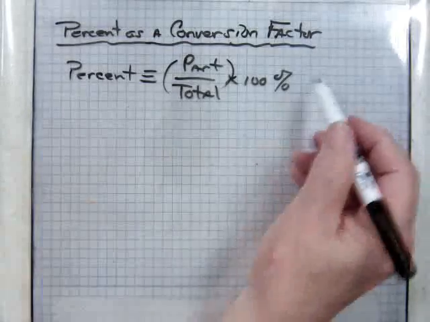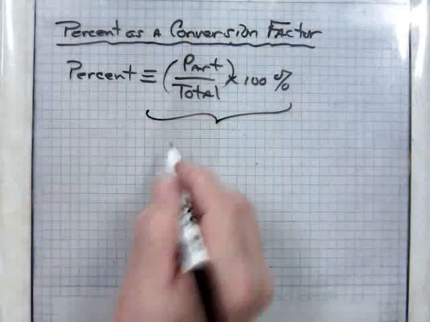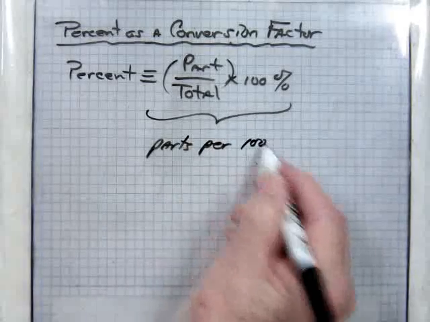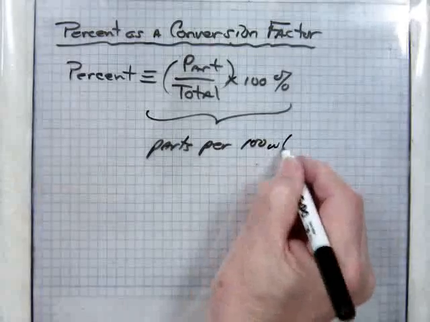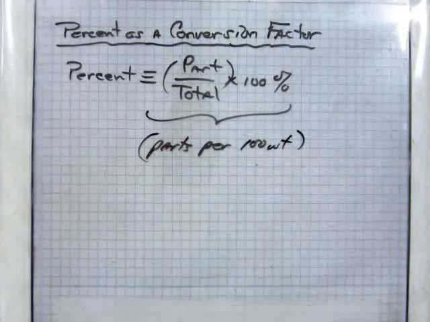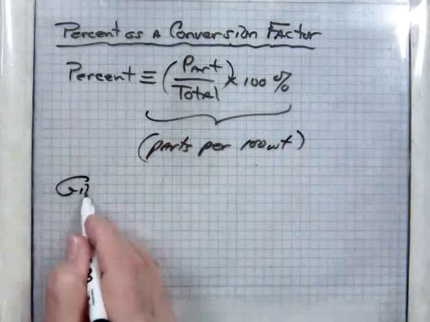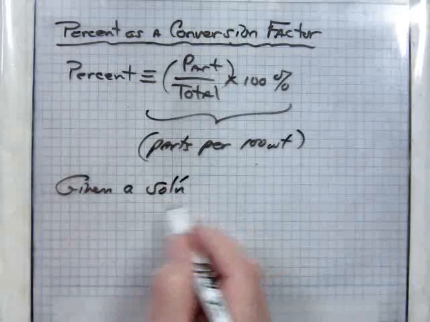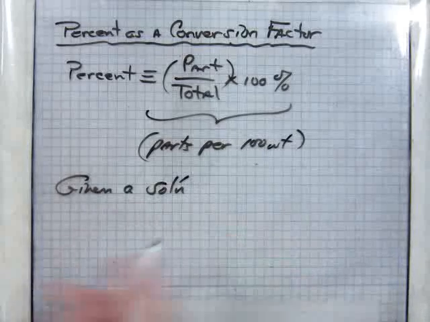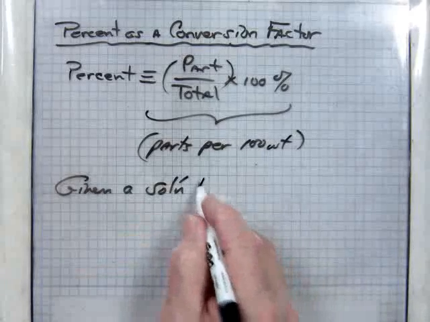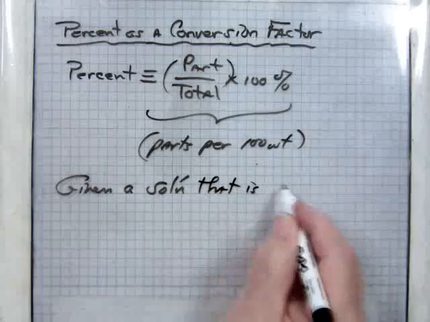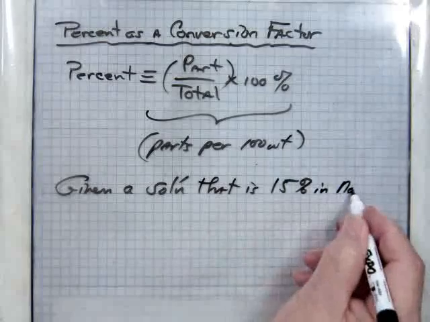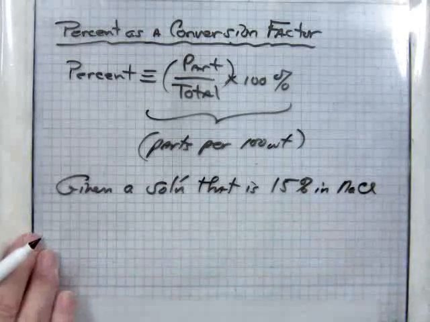Well, what does that mean? This simply means parts per 100, or hundredweight is what most people will say. So let's say you're given a solution, SOLN, you'll see me abbreviate a lot of things, a solution that is 15% in sodium chloride, okay?